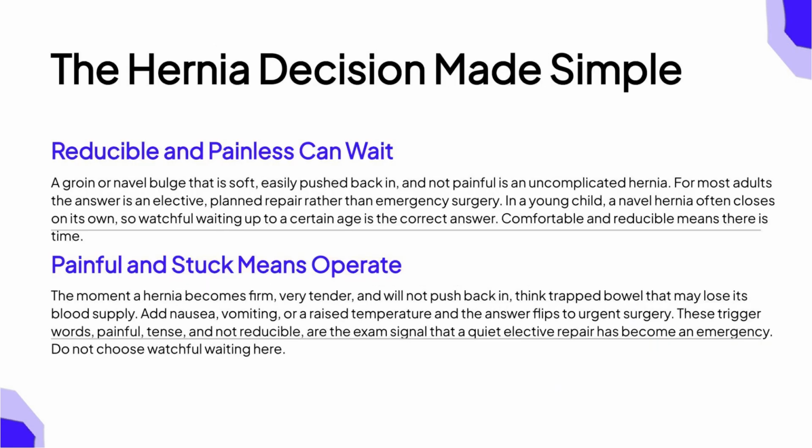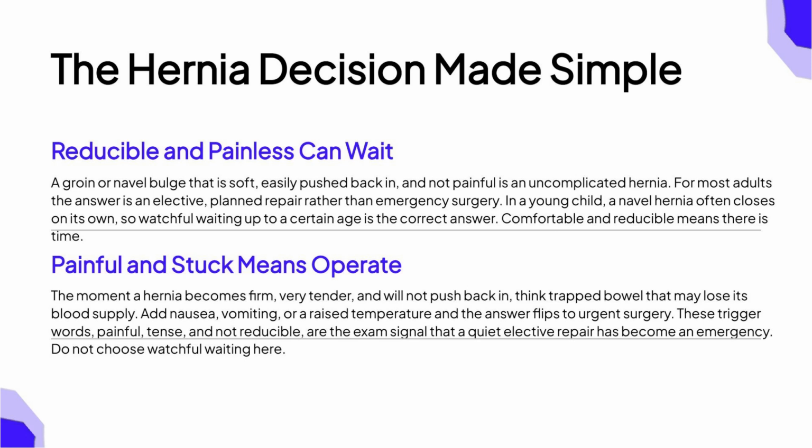Now let us make the hernia decision simple, because hernia stems come down to one clean fork. First, reducible and painless can wait. When the stem describes a groin or navel bulge that is soft, easily pushed back in, and not painful, it is an uncomplicated hernia. For most adults, the answer is an elective, planned repair, not a rush to surgery. In a young child, a navel hernia often closes on its own, so watchful waiting up to a certain age is correct. Comfortable and reducible means there is time.